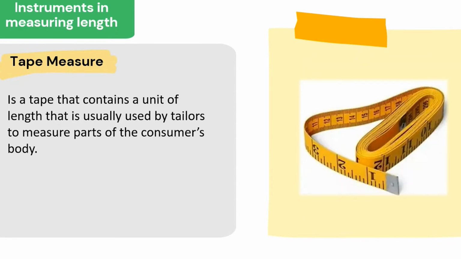Next one is tape measure. It is a tape that contains a unit of length that is usually used by tailors to measure parts of the consumer's body and made of flexible and smooth material to be able to reach hidden body parts.